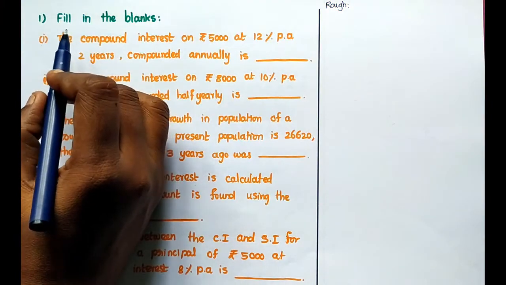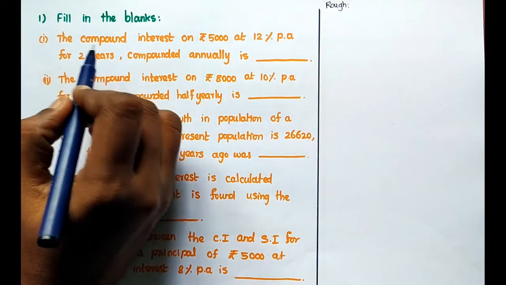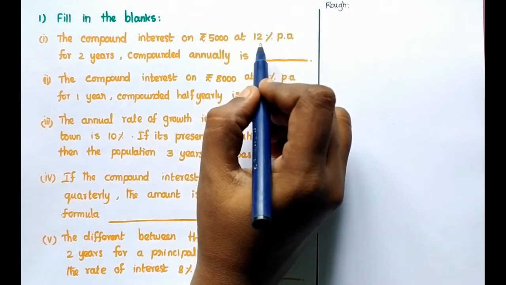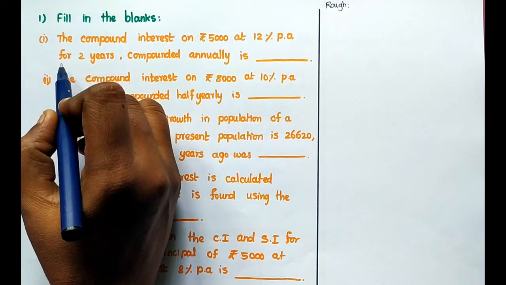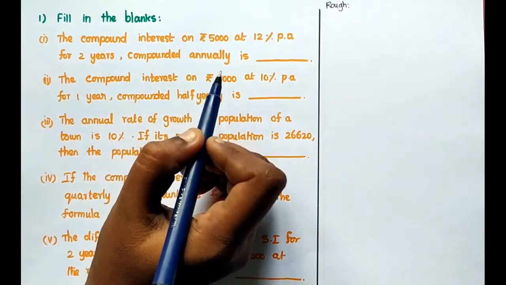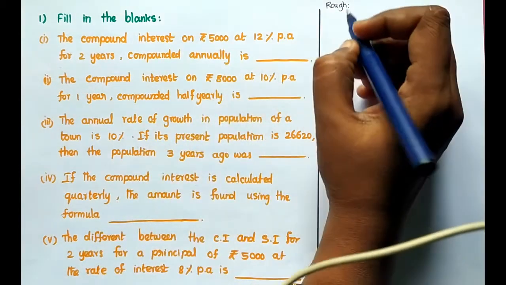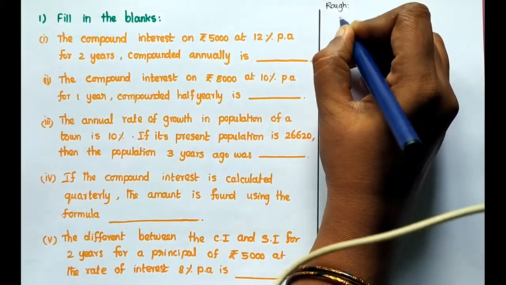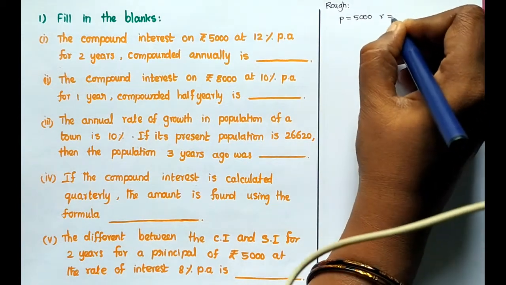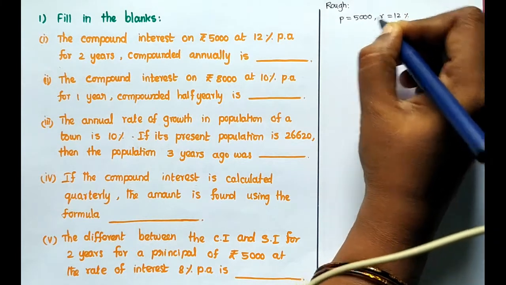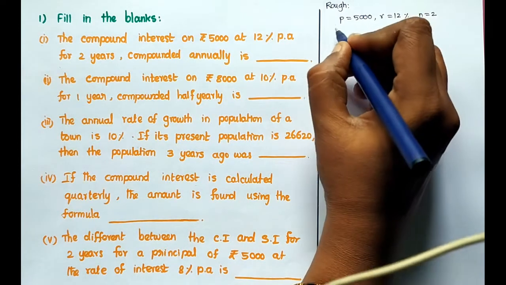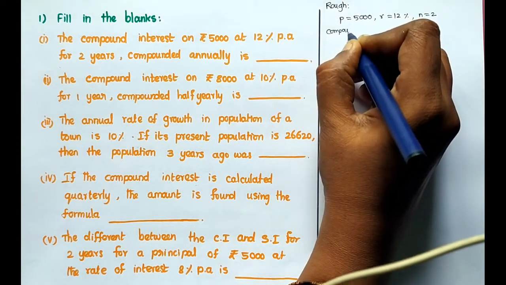First question, fill in the blanks. First one: the compound interest on rupees 5,000 at 12% per annum for 2 years compounded annually is dash. Listen, they have given principal 5,000, rate of interest 12%, number of years 2, and compounded annually.